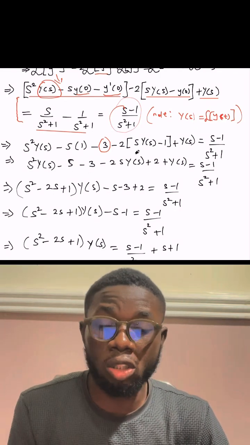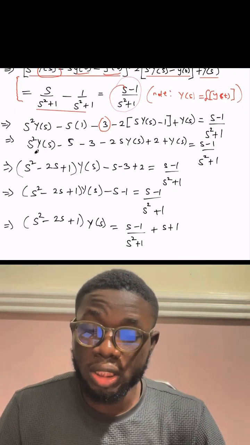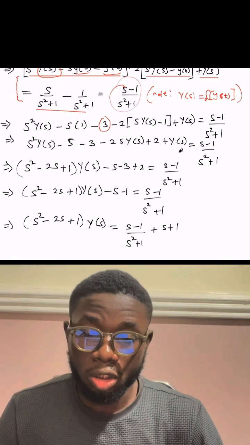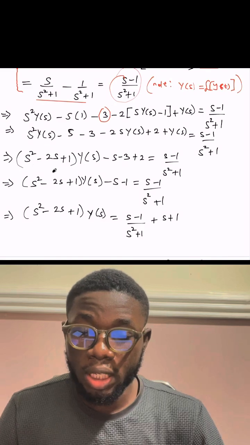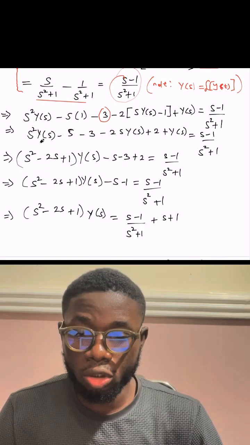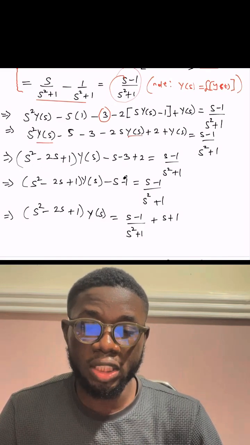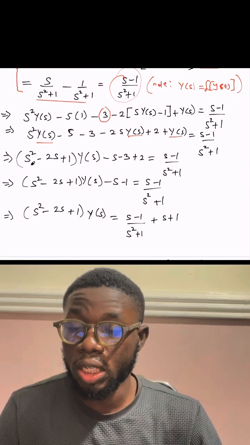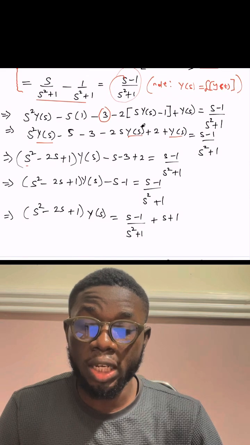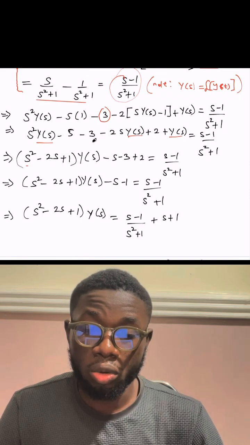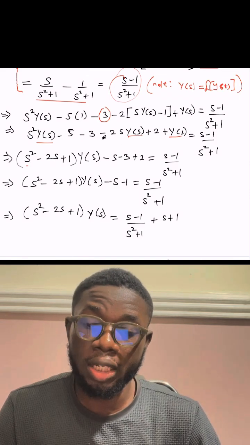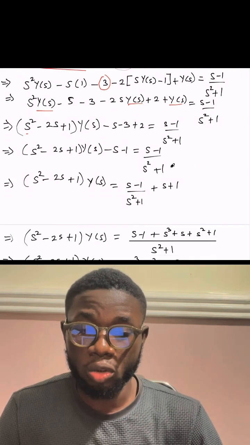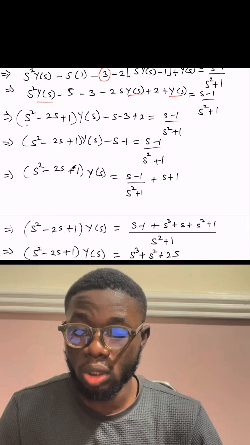What we have to do is just basic simplification. As you can see here, s squared y of s minus 3, and so on. Then y of s appears here, here, and here, so all I did was factorize that. This is s squared minus 2s plus 1. Then we have left minus s minus 3 and plus 2, and when you do all of that, you have minus s minus 1. The right hand side still remains what it is.